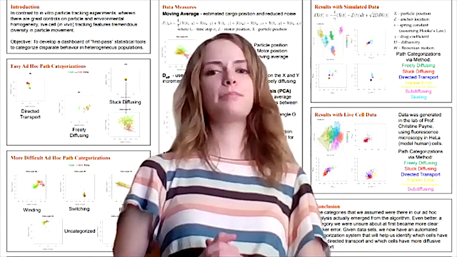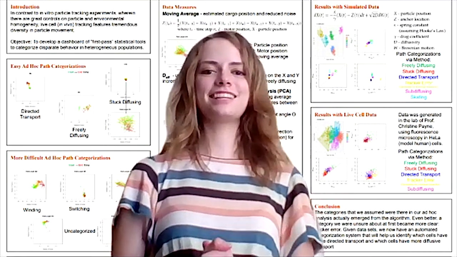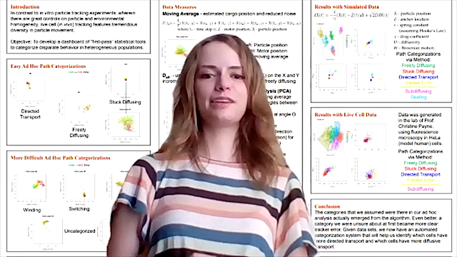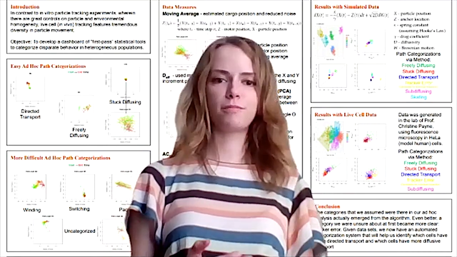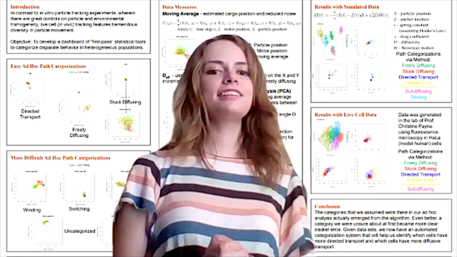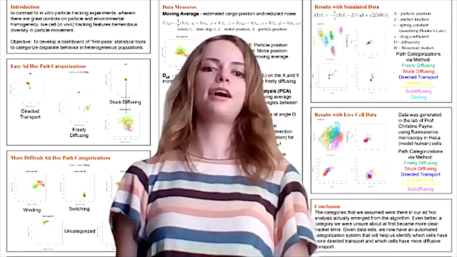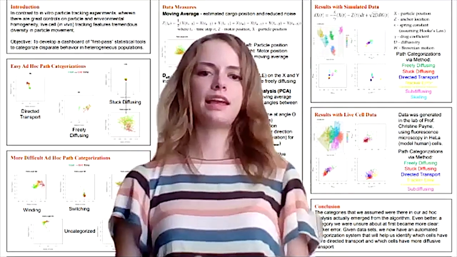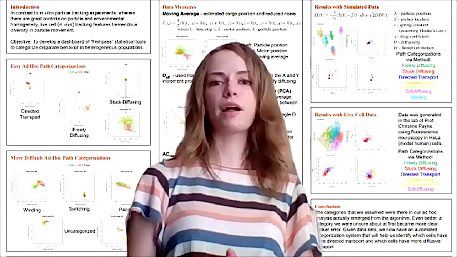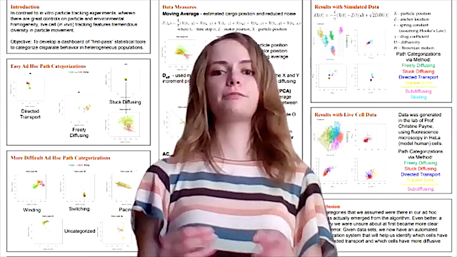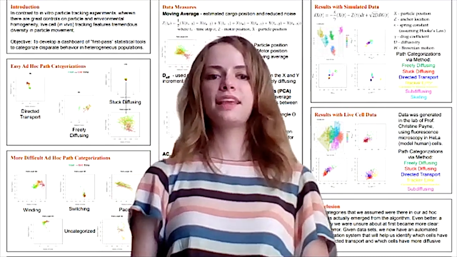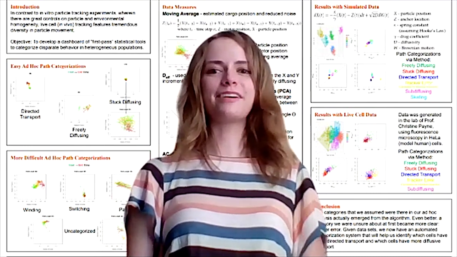In this work, we developed a first pass of that, using statistical measures and machine learning to categorize different types of movement. We have validated this on simulated data, and we're working on applying it to our collaborators' data to help her uncover new insights and answer questions about differences in the relative proportions of the different types of movement in the cells. So what are you interested in learning more about?